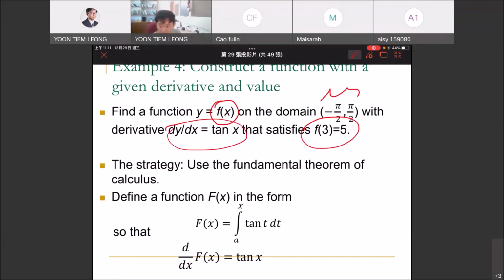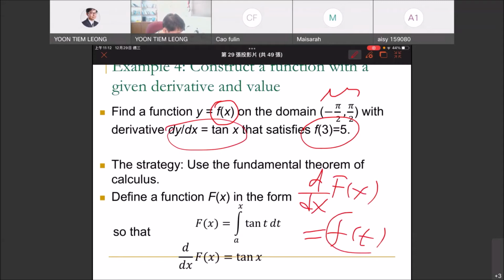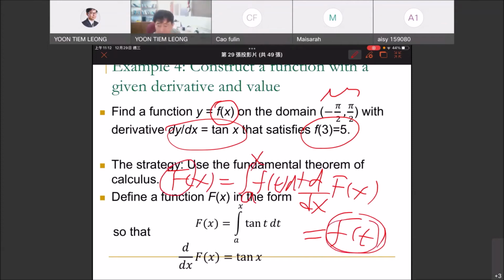Again, the answer can be easily found from the fundamental theorem of calculus. The fundamental theorem of calculus says that if you have d/dx of F(x), it will give you f(t), and f(t) is a known function, if F(x) is defined to be the integral of f(t) from some constant to x, right? So the relationship between capital F and small f, if they are related, is that the derivative of capital F will give you the small function f(x).